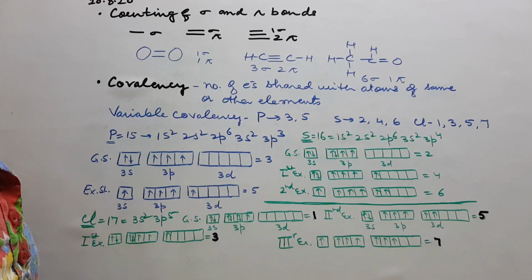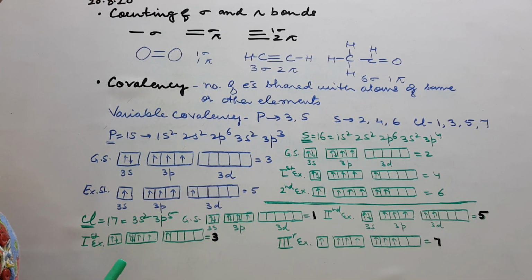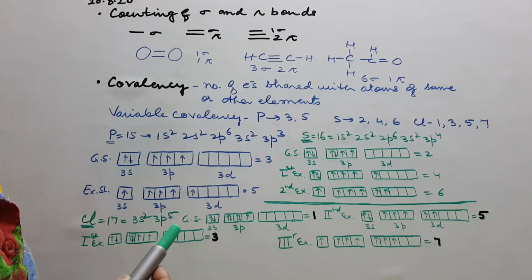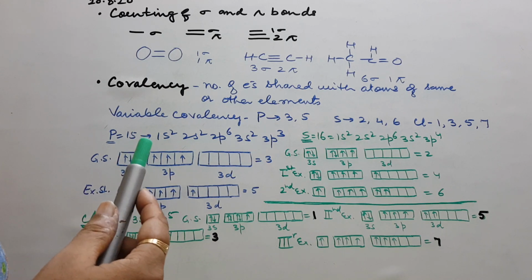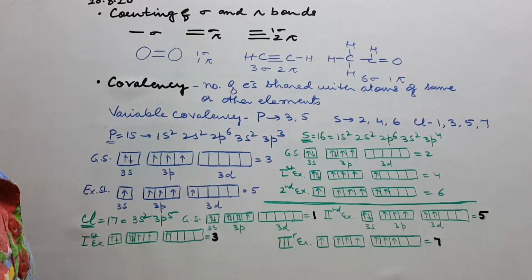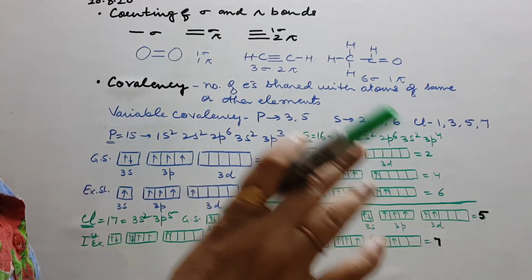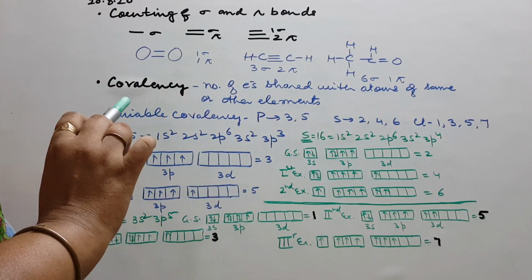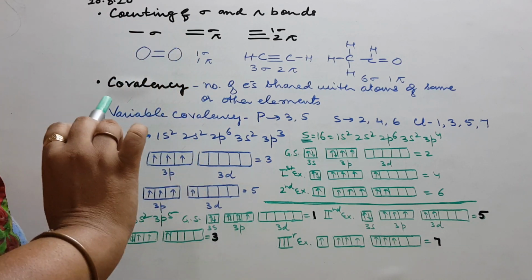Now children, in this video, we will study counting of sigma and pi bonds. How to count sigma and pi bonds. I told you in my last video also, sigma bond has independent existence, but pi does not have independent existence. Means pi is formed only once first the sigma bond is formed. So if we have single covalent bond anywhere, it will always be sigma.